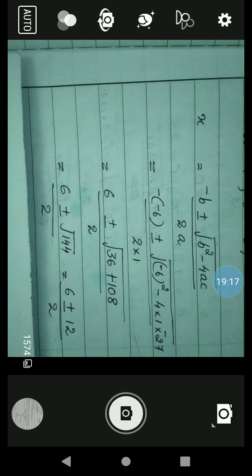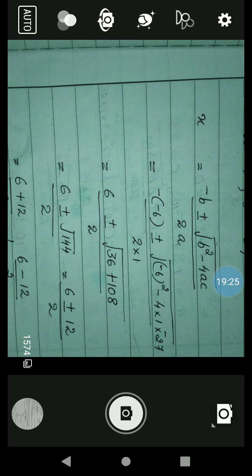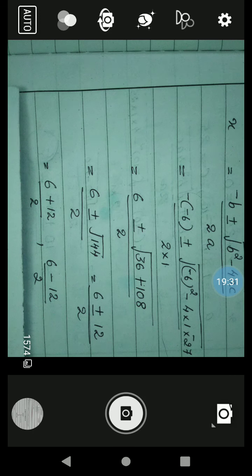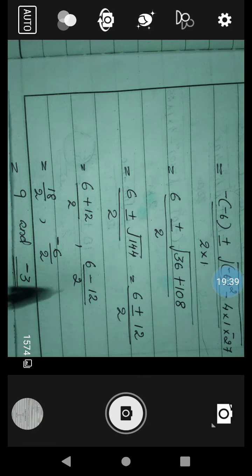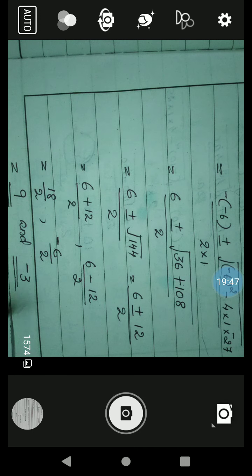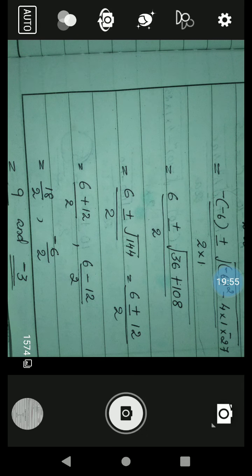We know the value of root 144, that is 12. You can substitute that value there. Now we get 6 plus 12 by 2 and 6 minus 12 by 2. That is 18 by 2 is 9. Here 6 minus 12 is minus 6. Minus 6 by 2 is minus 3. So we get two values of this quadratic equation, 9 and minus 3.